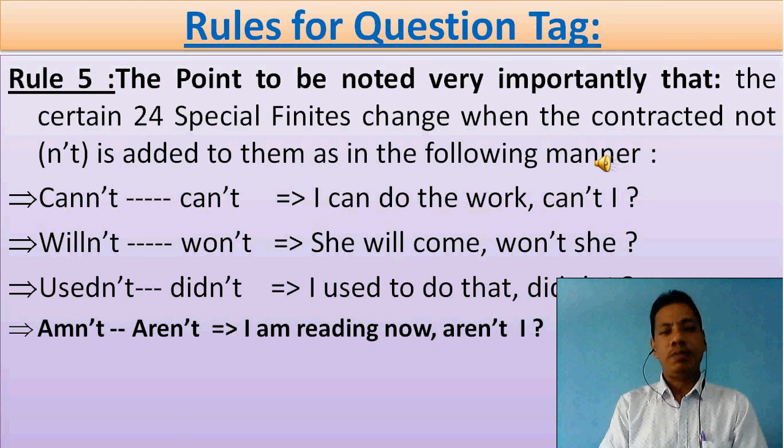Rule number 5. The point to be noted very importantly is that certain special finites change when the contracted not, n apostrophe t, is added to them, in the following manner. Cannot will become can't. I can do the work, can't I? Will not will become won't. She will come, won't she? Used not will become didn't. I used to do that, didn't I? Am not will become aren't. I am reading now, aren't I?